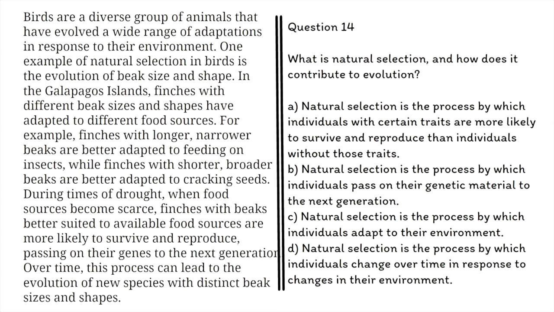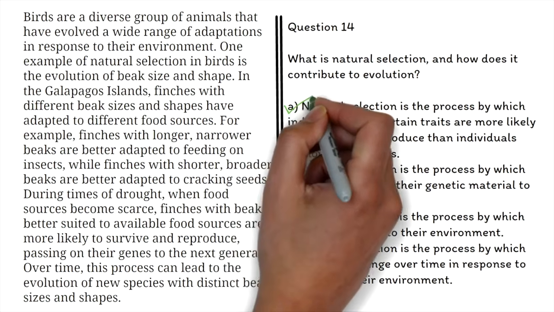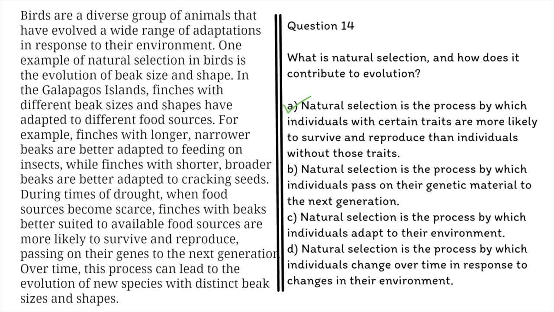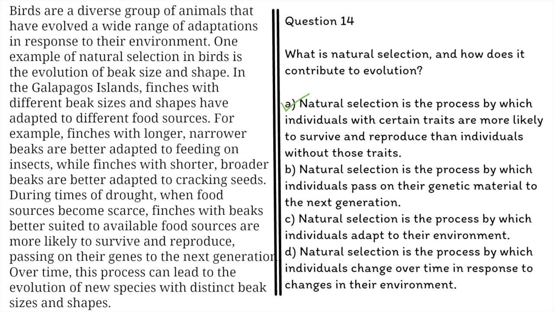The correct answer is A. Natural selection is the process by which individuals with certain traits are more likely to survive and reproduce than individuals without those traits. The passage defines natural selection as the process by which individuals with certain advantageous traits are more likely to survive and reproduce, passing on their genes to the next generation. Over time, this process can lead to the evolution of new species with distinct characteristics.